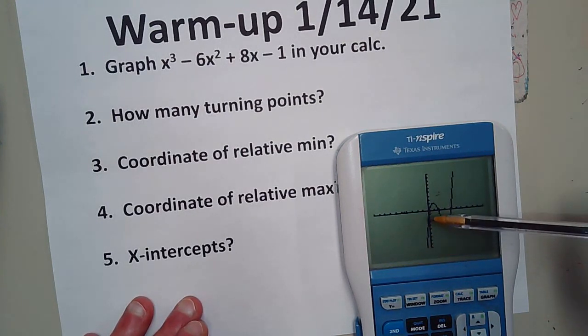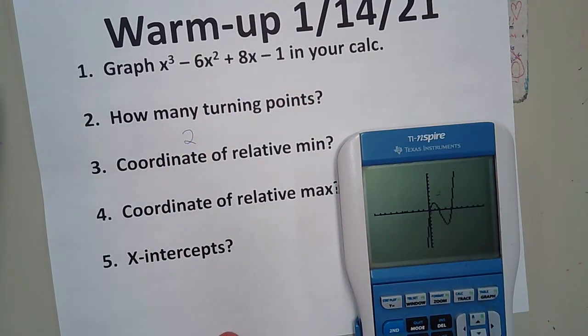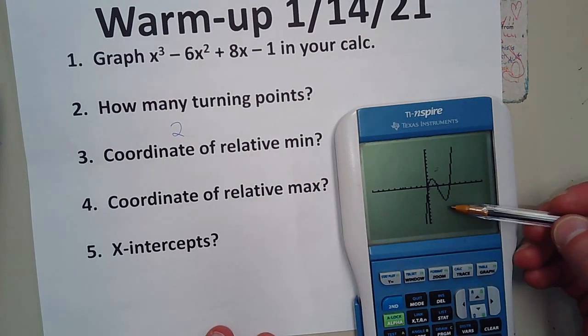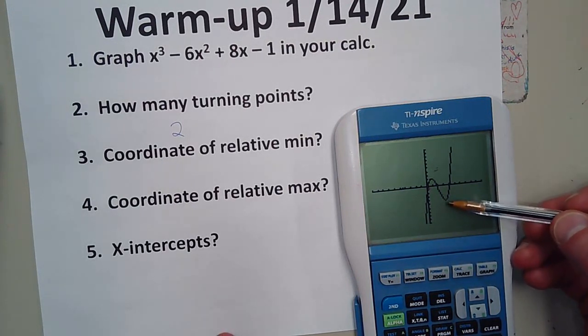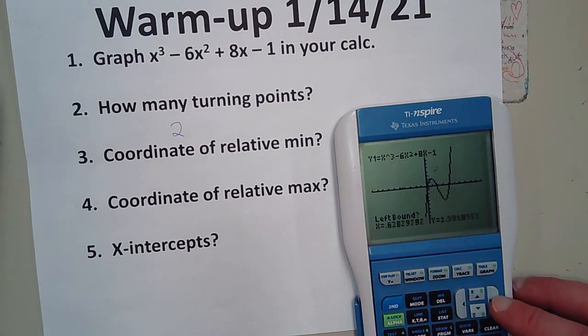Well, it starts increasing and then it turns right there. So 1, and then it turns right there. So this would have 2 turning points. Next, the coordinates of the relative minimum and relative maximum. This would be a relative minimum because the actual minimum of this graph is negative infinity. This graph goes down forever. But this is what we call a relative minimum because it's a minimum in a specific area of the graph.